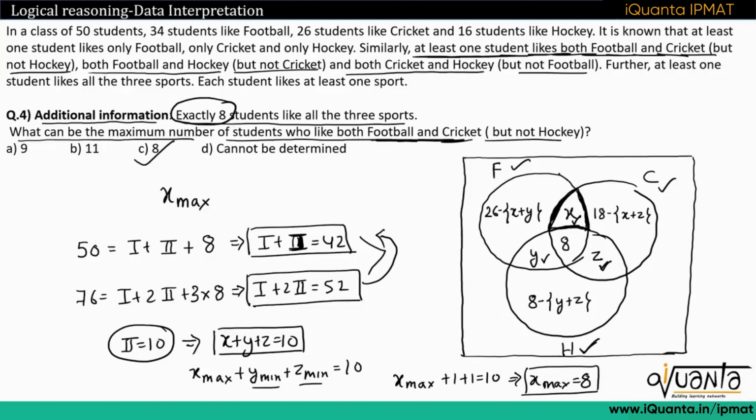I hope you understood how we proceeded. First of all, we needed the maximum value of x. So we collected all the regions involving exactly 2. So we wrote down these two equations. We found out exactly 2 equal to 10. Exactly 2 could be written as x plus y plus z, and we get it as 10. To maximize x, we need to minimize y and z. So what are the minimum values of y and z? They are equal to 1. So we put them into the equation. We get x max equal to 8, and that is what we needed to find out. I hope the solution is clear to you.